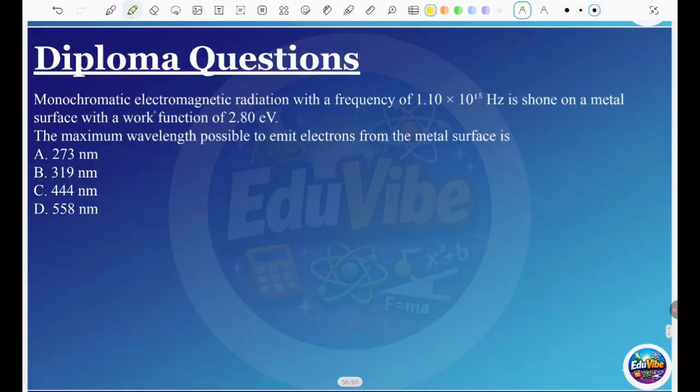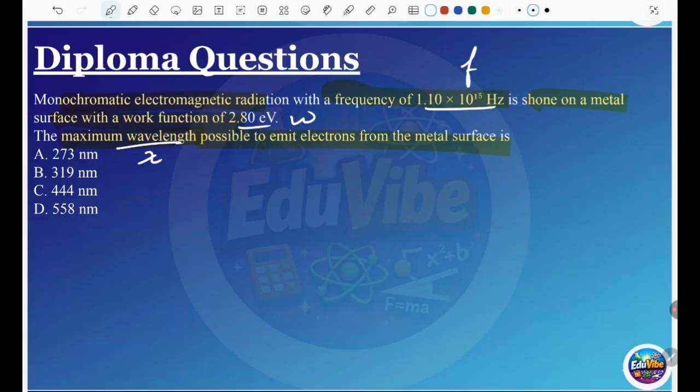The question says monochromatic electromagnetic radiation with a frequency of 1.10 times 10 raised to 15 Hz is shone on a metal surface with a work function of 2.80 eV. The maximum wavelength possible to emit electrons from the metal surface is what? So you have to find the wavelength. You have a W for this, and you have a frequency. It's not mentioned that this is the minimum frequency, so this is just the actual frequency you have.